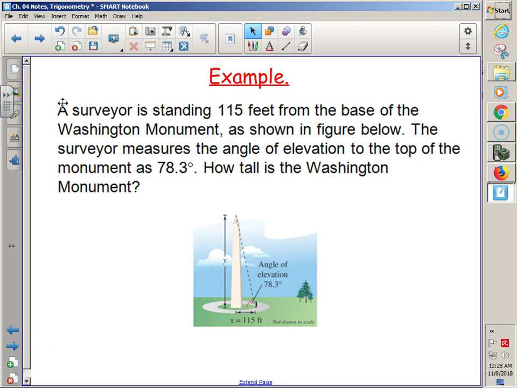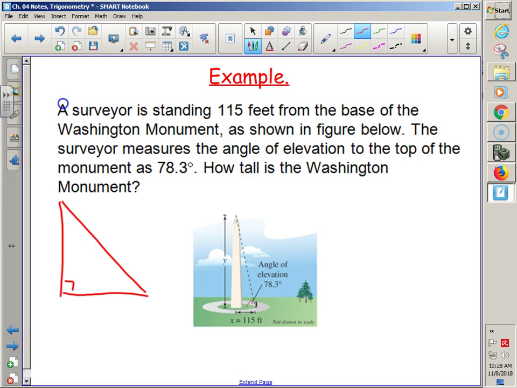We can't do that in our head. That's not unit circle. How tall is the Washington Monument? What are they asking for? And specifically in context of the triangle, the opposite, you guys agree? There's the monument, there's the surveyor. I know I'm exaggerating the picture, but there we go. 115.